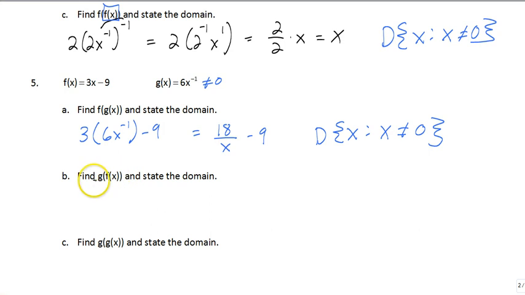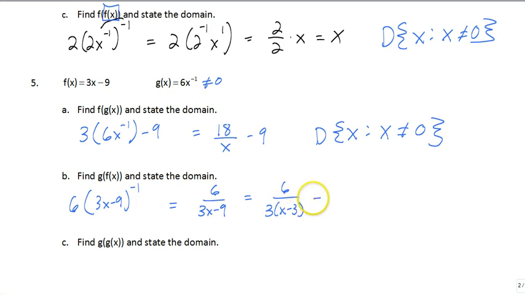Find g of f of x. So I have 6 times 3x minus 9 to the negative first. So I can simplify this further and say it's 6 over 3x minus 9. I can factor that and say it's 6 over 3 times x minus 3. And I can simplify that fraction, which is 2 over x minus 3.